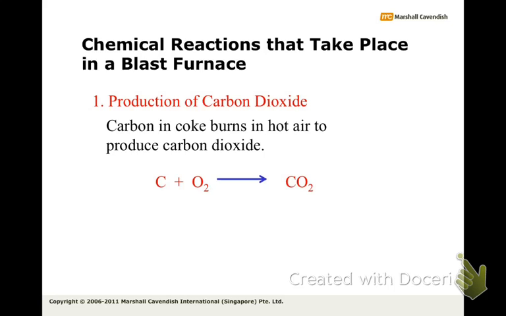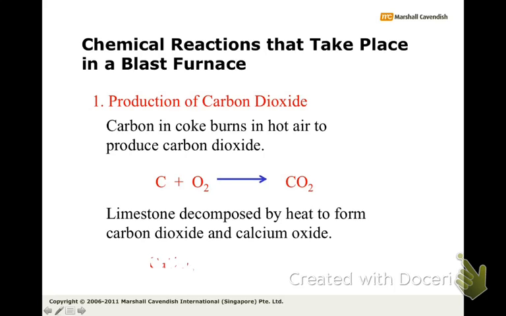You're blowing hot air. You can't limit the amount of oxygen in the air. You can't just scoop up the amount of oxygen. So basically you have no choice but to get carbon dioxide. Now, you can also get carbon dioxide another way.